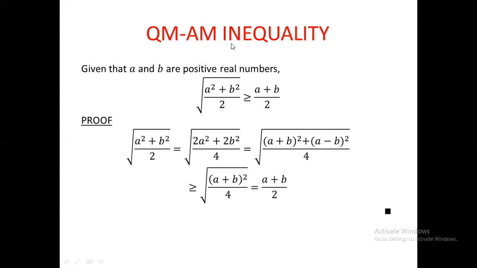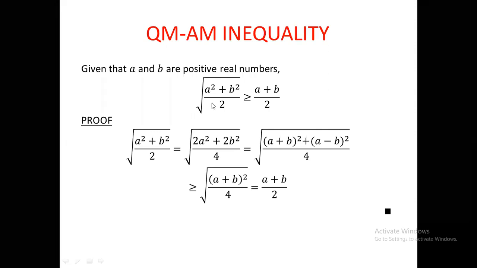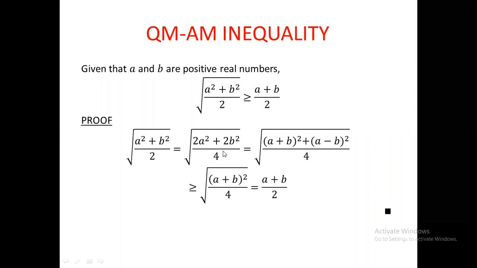So let's start. What I have is the square root of a squared plus b squared over 2. I want to show that this is at least a plus b over 2. I want to show the left-hand side is greater than or equal to the right-hand side. So first thing I do is multiply numerator and denominator by 2. So 2 times a squared is 2a squared, 2 times b squared is 2b squared, 2 times 2 is 4. So I now have 2a squared plus 2b squared divided by 4.